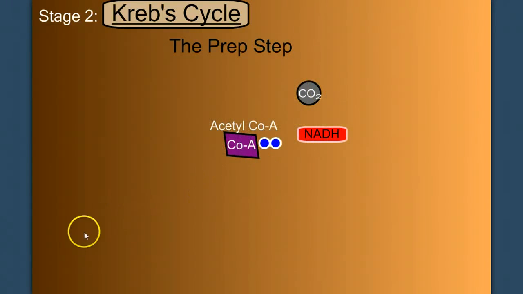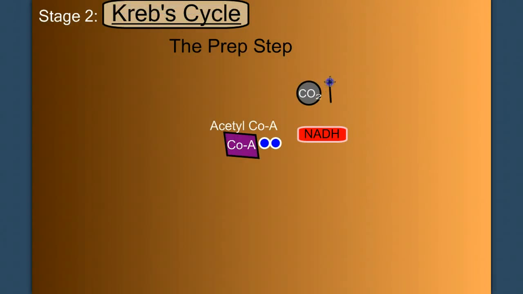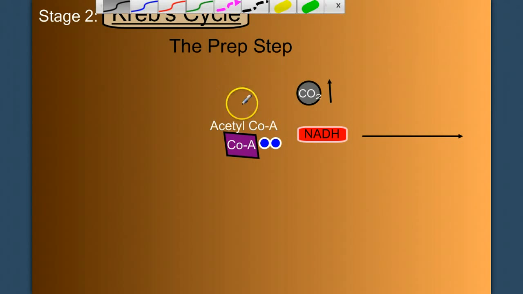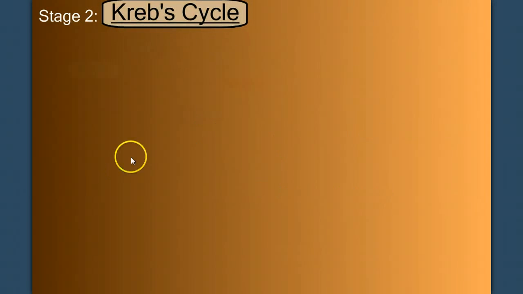That's the first of those we've produced. It'll be released as a waste product of respiration. The NADH will head off to the electron transport chain, and what's left is the acetyl-CoA, which will enter into the Krebs cycle. Let's draw this in a useful way.